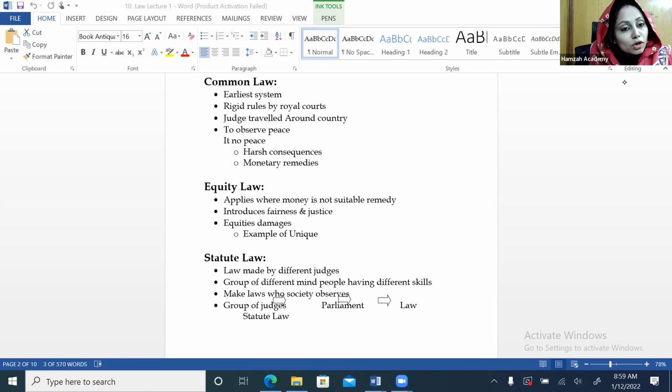So common law is made for common persons, for the common businesses of life, and it is the very early system. It has rigid rules which are run by kings, and kings implement their orders through their judges who travel around the country and observe whether the orders of the king are followed or not. If there is no following of the orders of the king, there is no peace. There are harsh consequences. They punish them. How do they punish them? They see if someone has suffered some loss by some other person, then this loss must be compensated, which is called monetary remedies. Remedy means compensation against the loss. So this is the very first type of law, which is called common law. Clear? Second, equity law. Equity applies where money is not a suitable remedy.